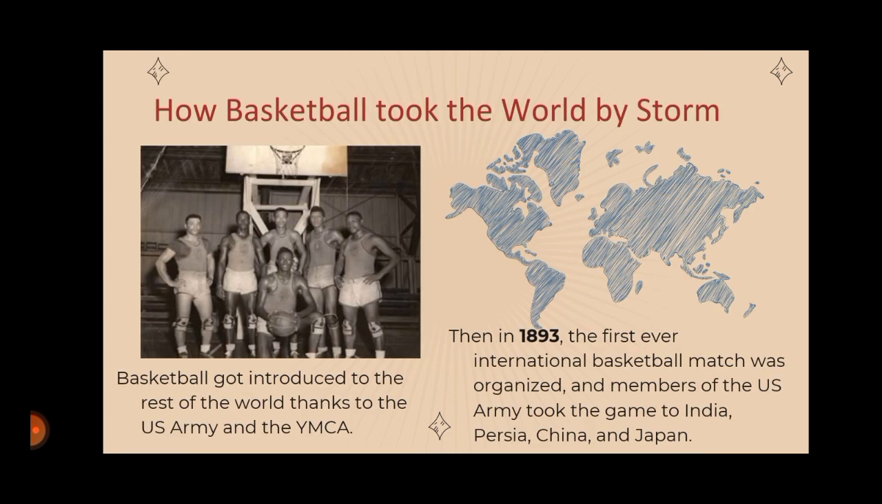So how did basketball take the world by storm? Through the help of the US Army and the YMCA movement. And in 1893, the first ever international basketball match was organized, and members of the US Army took the game to India, Persia, China, and Japan.